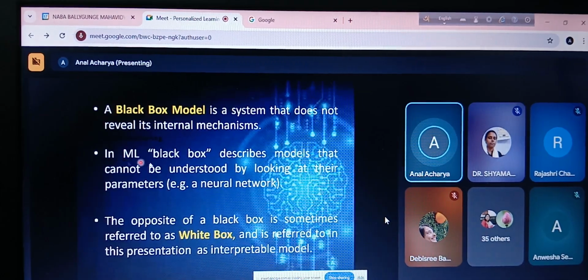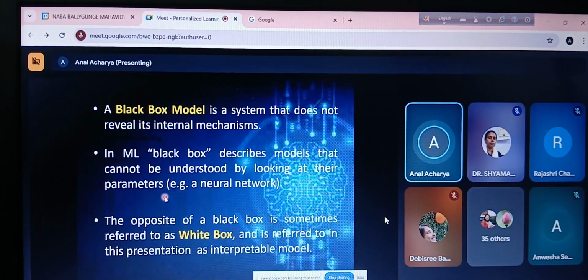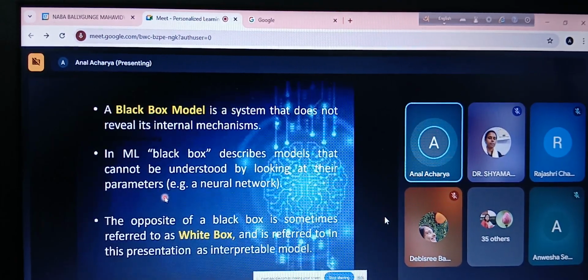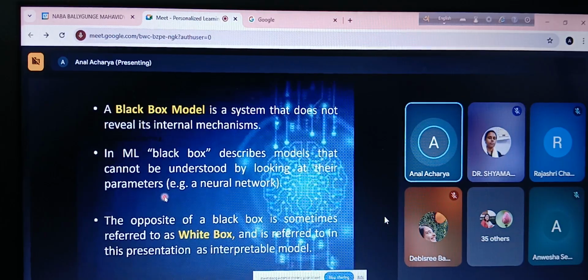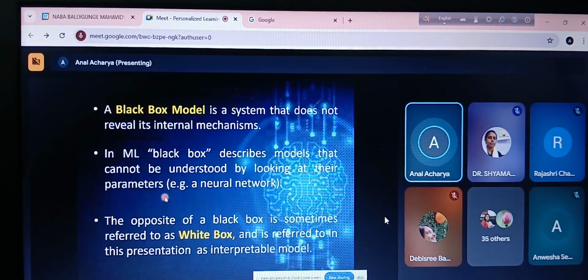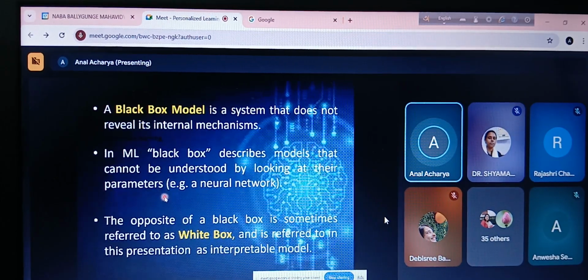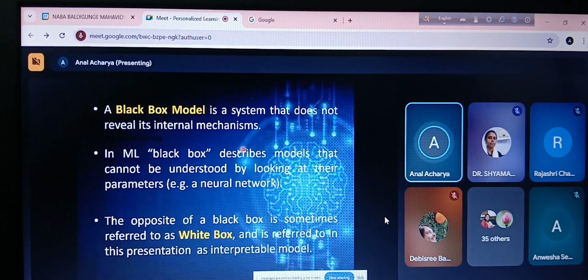So in machine learning, black box describes models that cannot be understood by looking at their parameters. Okay, so basically we are giving the parameters as input. What are the parameters? Parameters means the features that I have just shown. In the example that I had shown, there are 3 features. Okay, so those were the parameters, right? So what is the black box? The black box could be a neural network and automatically it is giving us the answer.